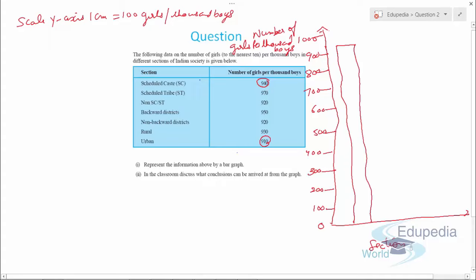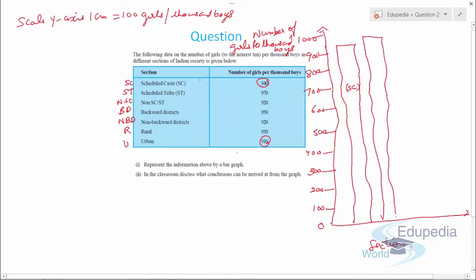So let's mark this as SC, we can say ST, we can say NST, right? Then we can say this as BD, NBD, R and U. So we can write it easily, right? So let's say this is for SC. Now the second is ST, which is 970, so it will come somewhere over here. So we need to draw a bar graph like this, right? So this will be ST.